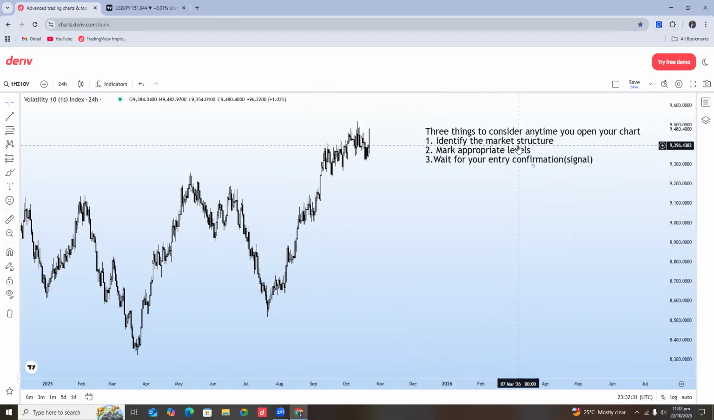So the first is to identify the structure of the market. The second is to mark appropriate levels. And the third is to wait for entry confirmation, or wait for your entry signal. I'm going to take my time to break all three down so that you understand. So don't skip any part of the video.